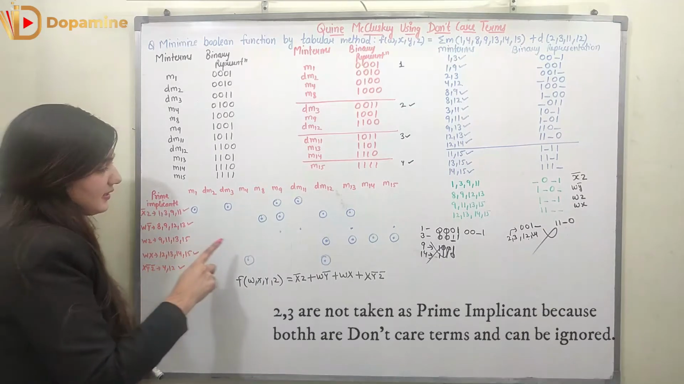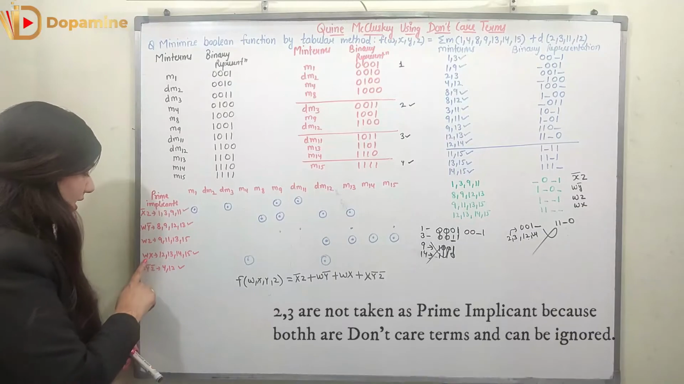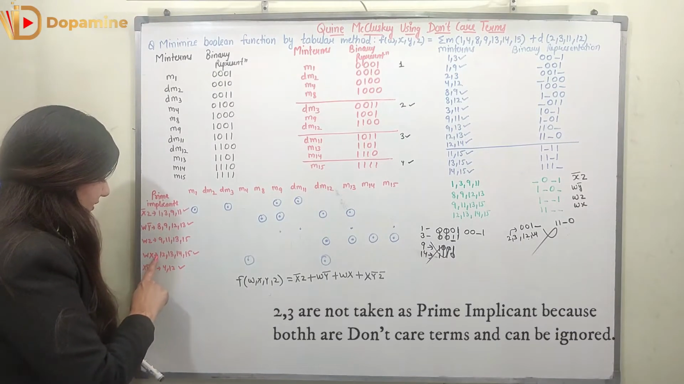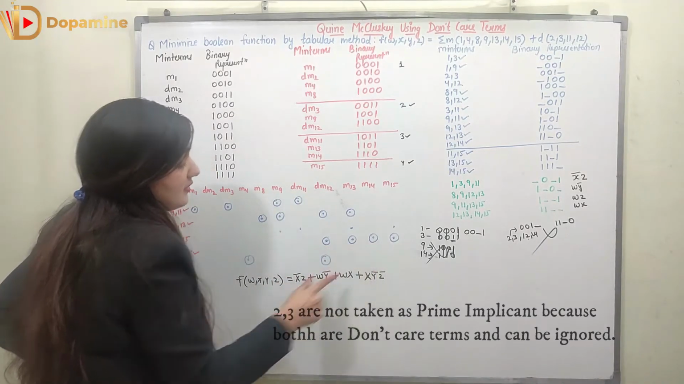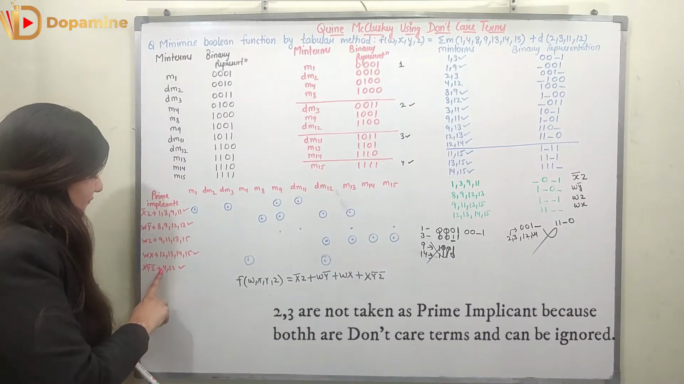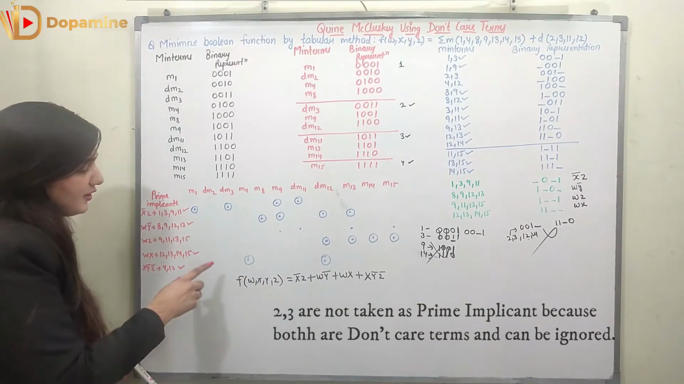Then 9, 11, 13 and 15. 9, 11, 13 and 15th minterm I have a dot. Then wx, it is composed of 12, 13, 14 and 15. In 12, 13, 14 and 15 minterm we have a dot. Then we have 4 and 12. So in 4 and 12 also we have the dot, right?